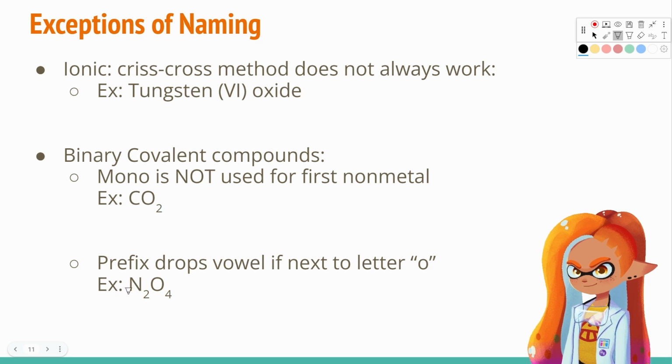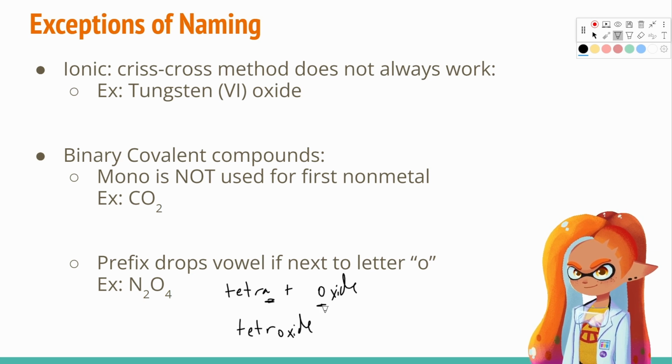And if you're like, huh, what are you talking about? Okay, so I'm not going to write the dinitrogen part. I'm just going to write the O4 part. So again, 4 is tetra. And then you have oxide. But because you have an A and an O next to each other, if I were to combine them, drop that A, and so it'd be tetroxide. Cool. So that is some of the exceptions that you need to know.